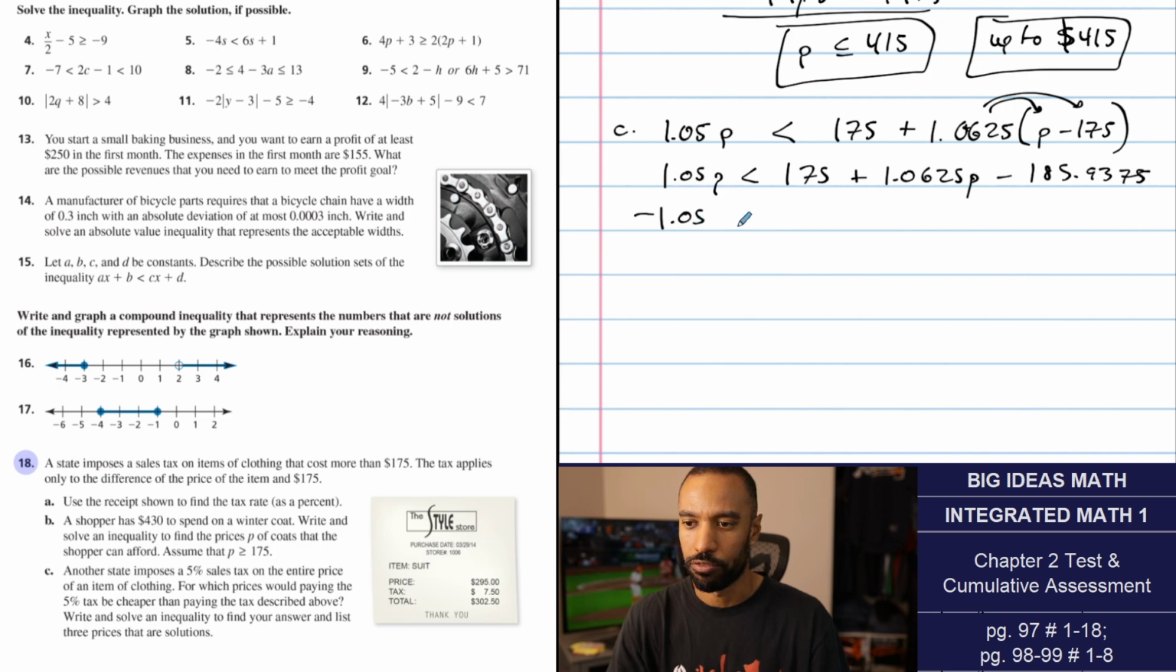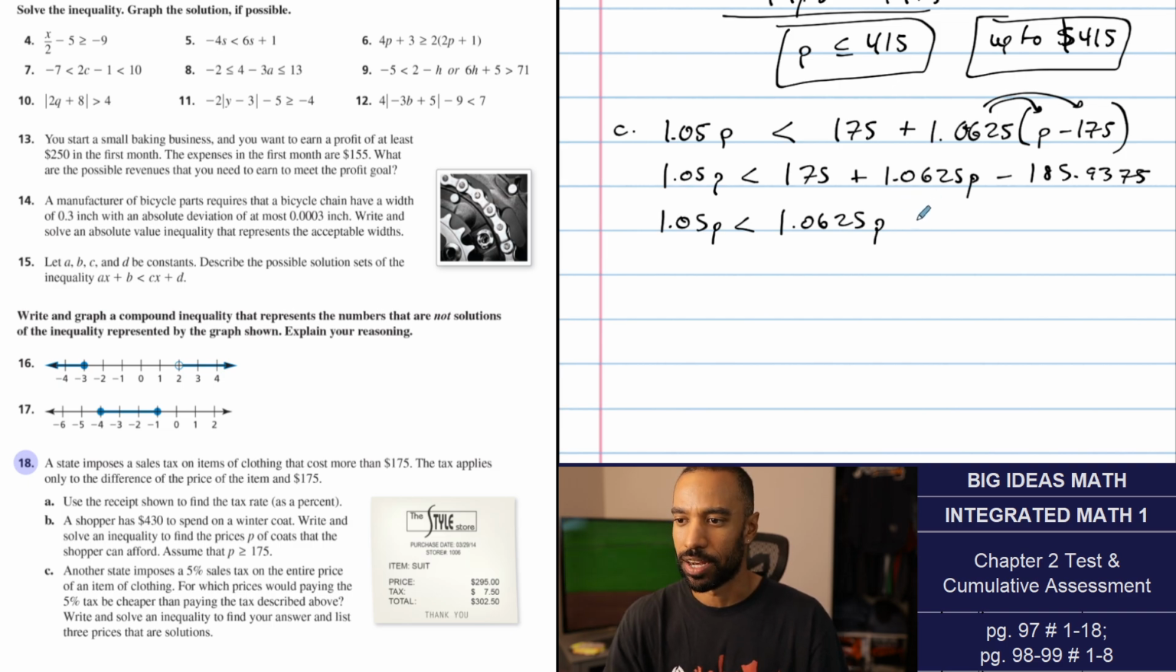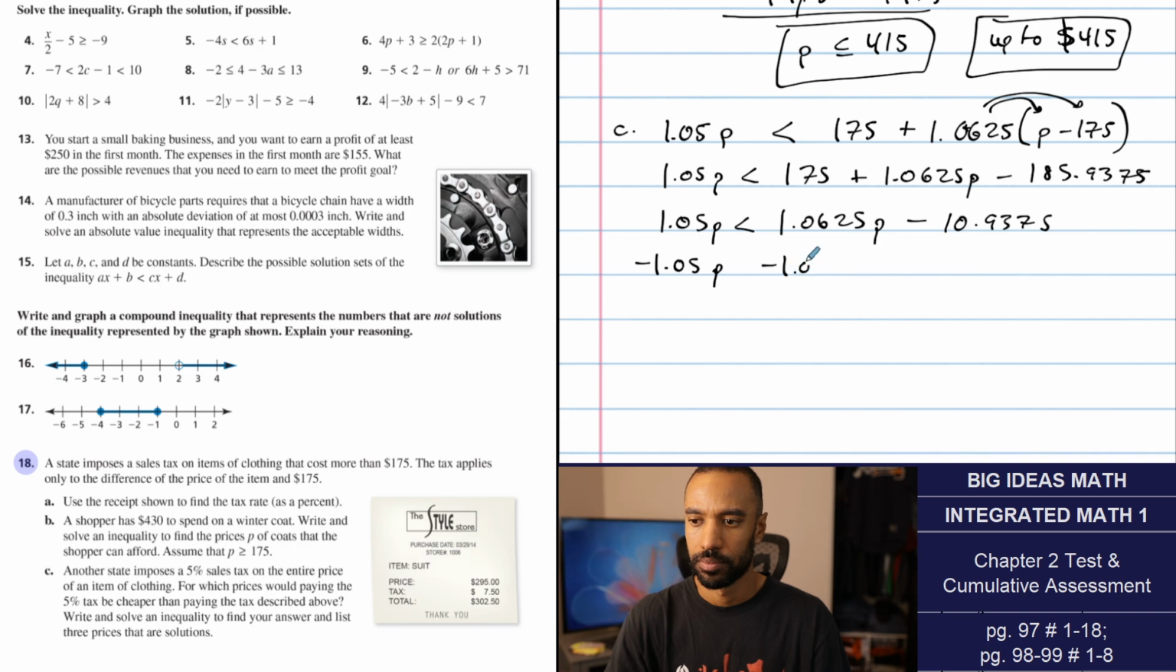I'd like to keep my P's positive, please. So I'm going to subtract 1.05 from... Oh, actually, you know what? I need to combine like terms here. So I have 1.05P is less than 1.0625P. And then 175 minus this other number I have is 10.9375 and negative 10.9375. So I'm going to subtract this one over. Maybe that's a little overkill for this one. Maybe I should have kept it on that side. You know what? Let's do that. Sorry about that. Let's just subtract this guy over here.